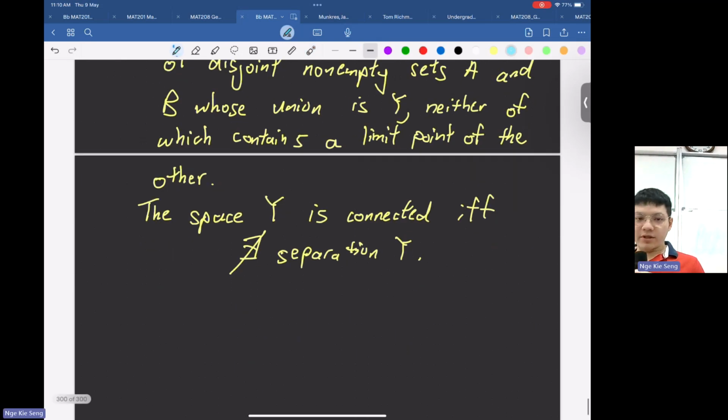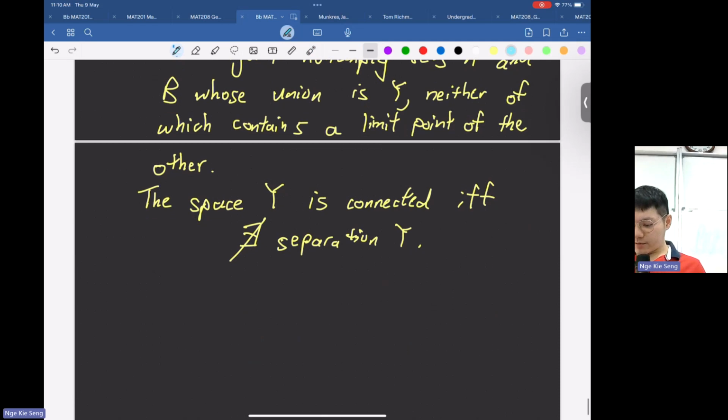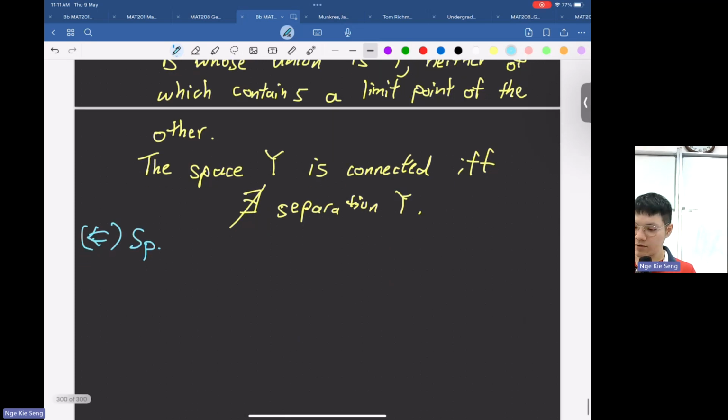So let's prove which direction first. Maybe prove this direction. Okay. So prove that if there's no separation of Y, which is given by the limit point condition, then it is not. Then it is connected. Okay. So to prove this, we will use contrapositive. So suppose first Y is not connected.